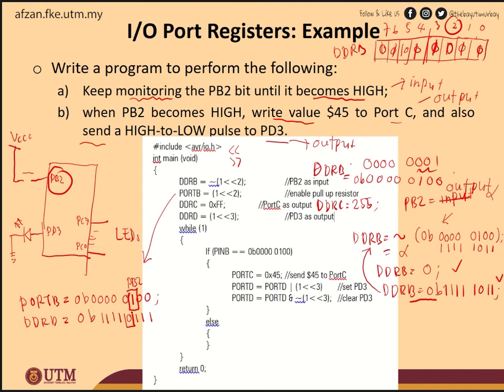1 1 1 1 0 1 1 1. So only PD3 becomes the output port. The rest you make it as an input port.